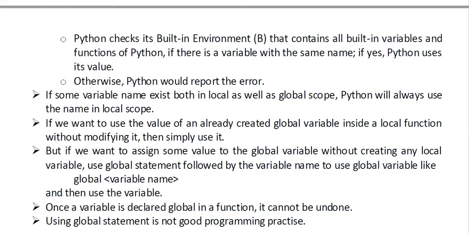Clear? So you can use a variable outside your local scope using a global statement. Once a variable is declared global in a function, it cannot be undone, so you have to use that value only. Using the global statement is not good programming practice. It is a suggestion to you that you should not use it. You should use other tactics and practices, and avoid the global statement.